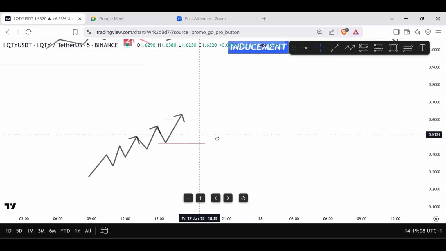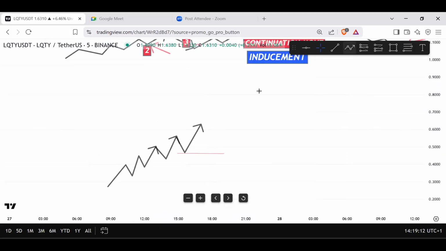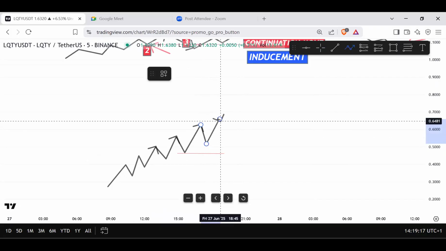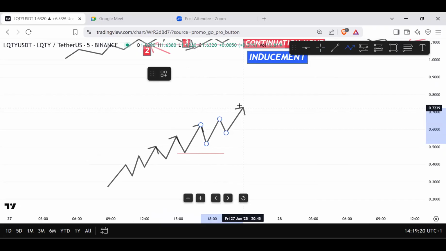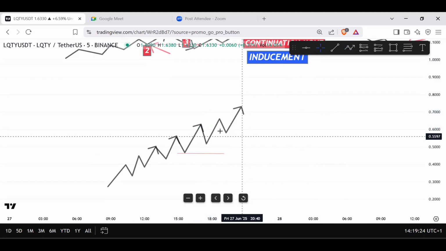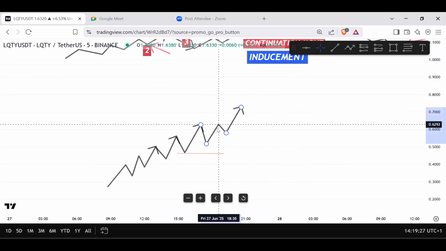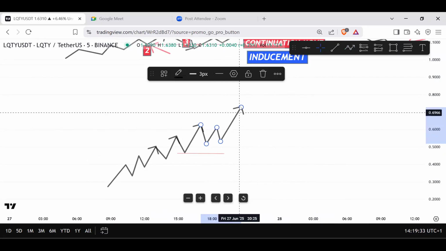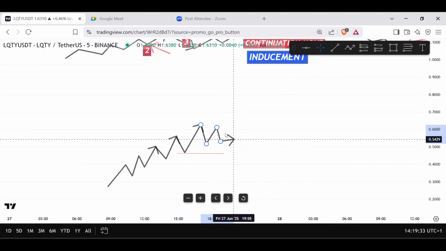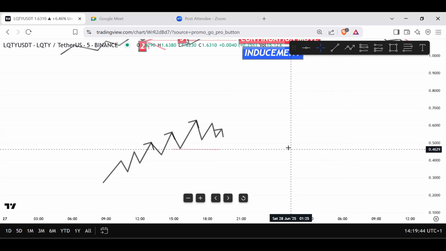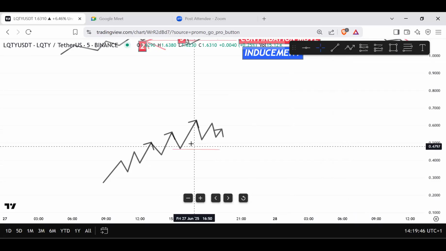Yeah, you can add one more pullback within the inducement line. Yeah, one more. The correction is happening there, but it has not fully crossed the inducement line. Now, in this scenario, how can we consider this as the inducement? Why can't I say that the last one is the inducement in that case? Okay, I get it.